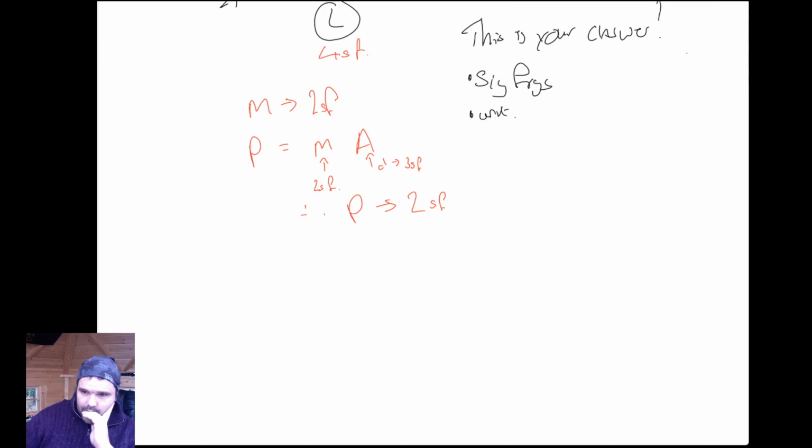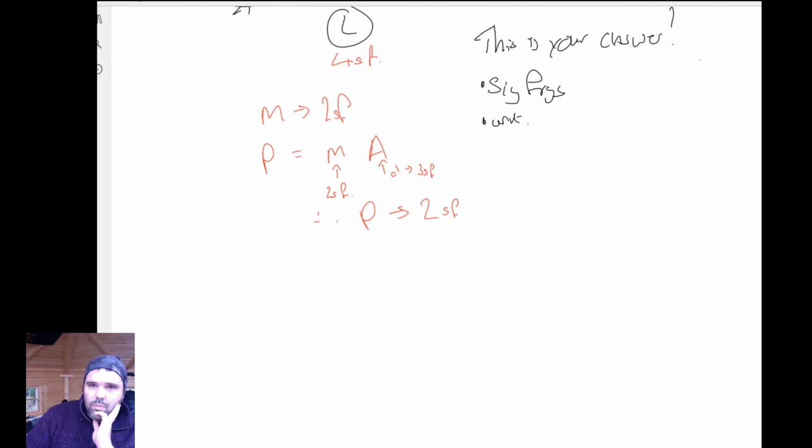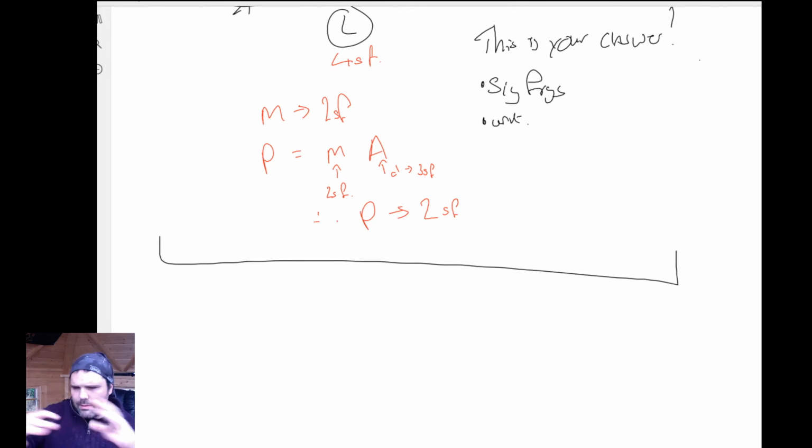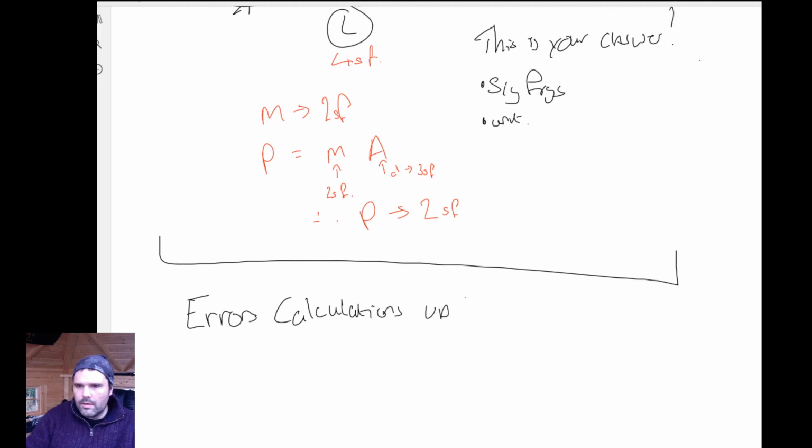Okay, so you have got your value for rho. Now, I'm talking about the errors in sort of one go. I'm going to do it in a couple of hits, but I'm talking about them together. But in actual fact, as I suggested in the previous video, you might want to do the errors bit first, before you plot the graph, because working out the errors initially can actually help you. So, error calculations up to graph. Okay.